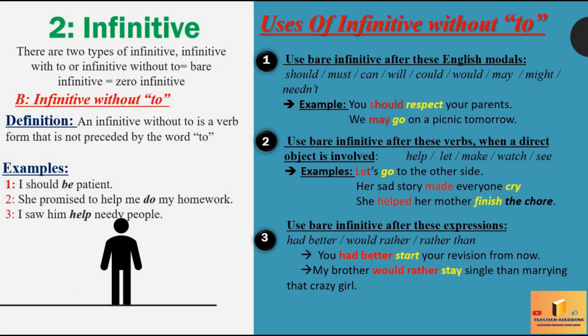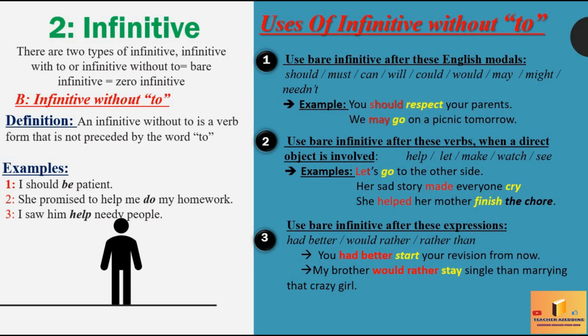The second type of infinitive is infinitive without to, or what other people call zero infinitive or bare infinitive. An infinitive without to is a verb form that is not preceded by the word to. Examples: I should be patient. She promised to help me do my homework. I saw him help needy people.